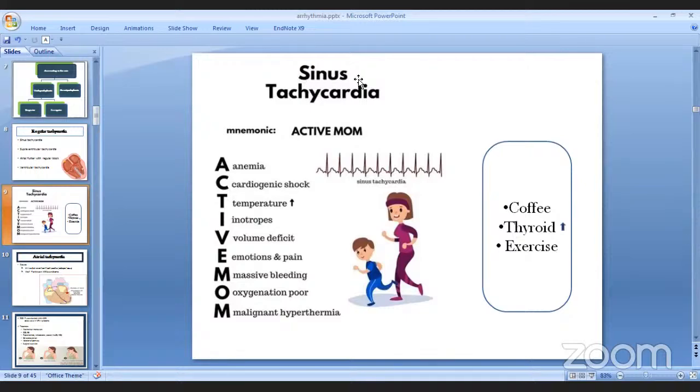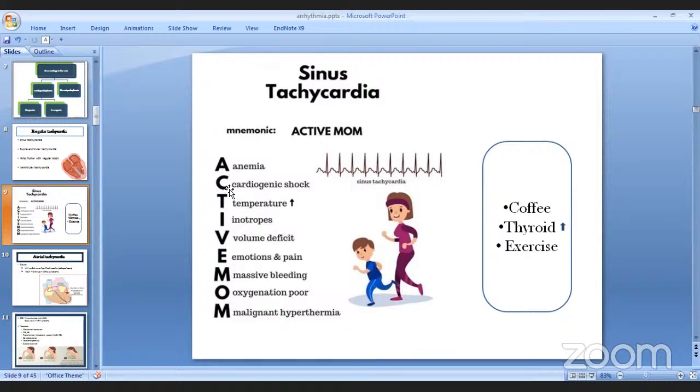But this firing is more than 100 beats per minute. We call it sinus tachycardia because the origin is the SA node itself, right? Now there is a mnemonic here, ACTIVE MOM. Sinus tachycardia occurs in anemia, where there is decreased hemoglobin, and hemoglobin carries oxygen, right? So that gives a message to the heart to pump faster.